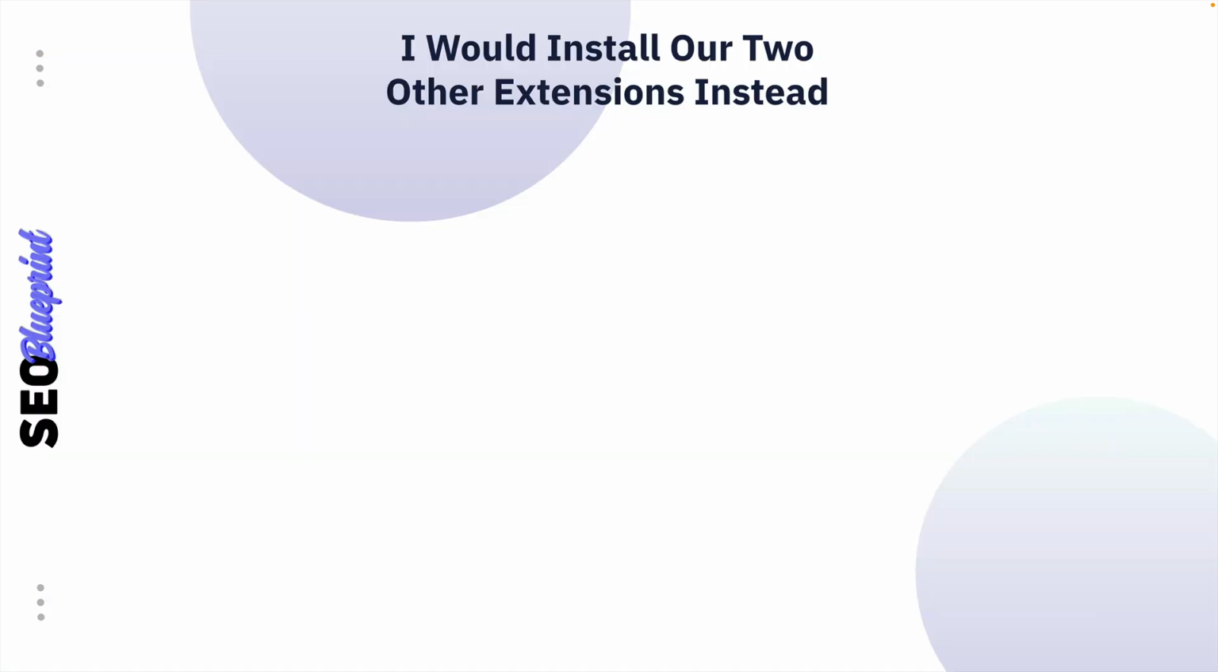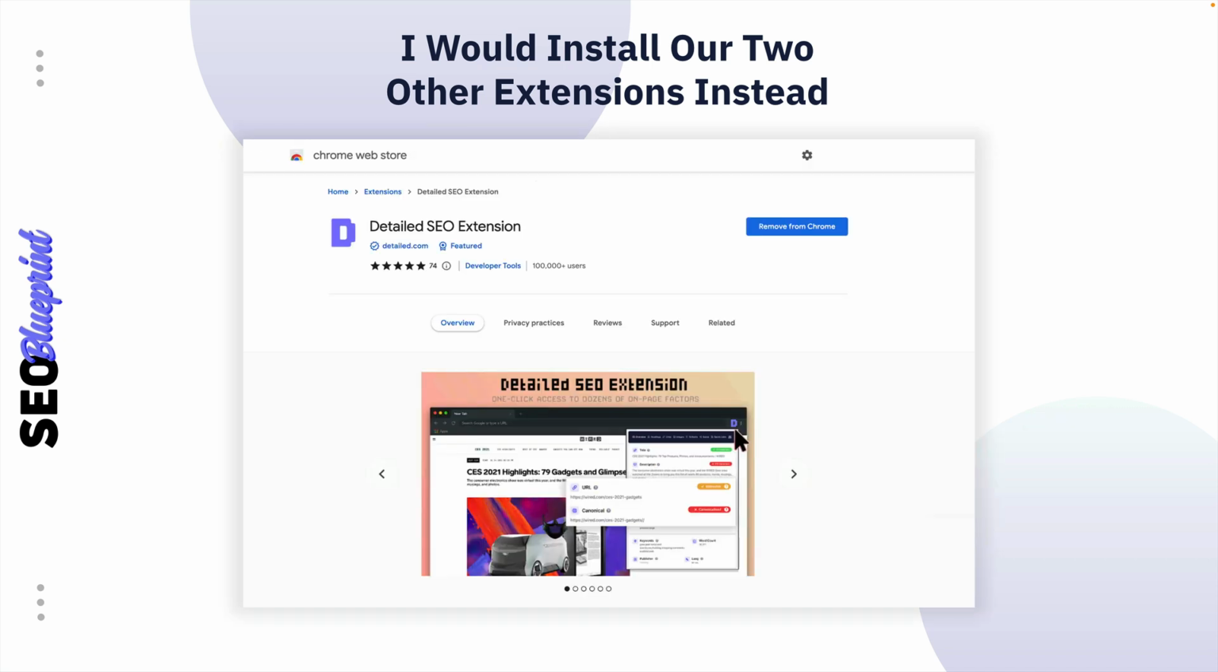If that is you, I would install our 2 other extensions instead. So we have the detailed SEO extension, more than 100,000 weekly users, around 125,000 weekly users as I record this. Totally free, no tracking. It just gives you so many insights. I use this multiple times per day, even if I'm just looking at one website. Find everything on the page, title tags, meta descriptions, if pages are indexable, and so on.